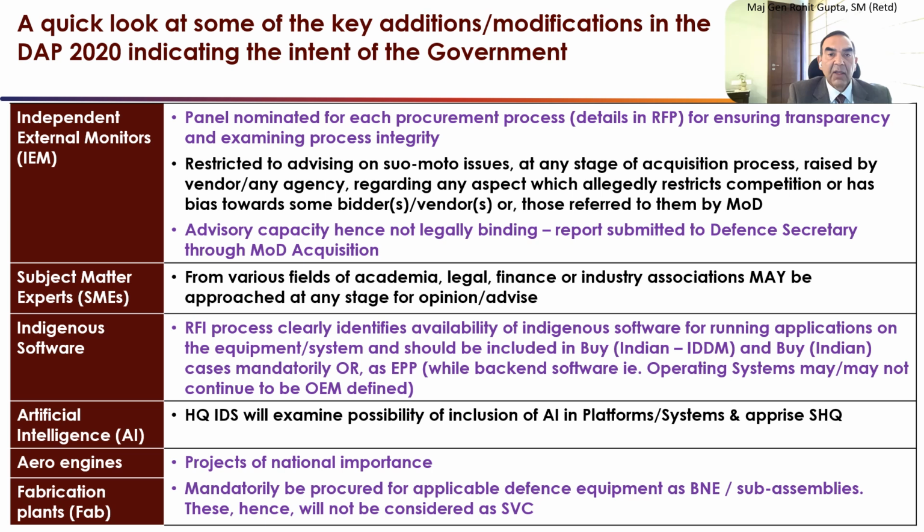Now, there are certain key additions and modifications in the DAP-20. The intent of the government is very clearly laid out in that. Independent External Monitors, IEMs, have been added. Now, wherever there is a problem, you could address the problem to the IEM. So this is a panel nominated for each procurement case, and the details are outlined in the RFP, and IEMs are basically mandated for ensuring transparency and examining process integrity.